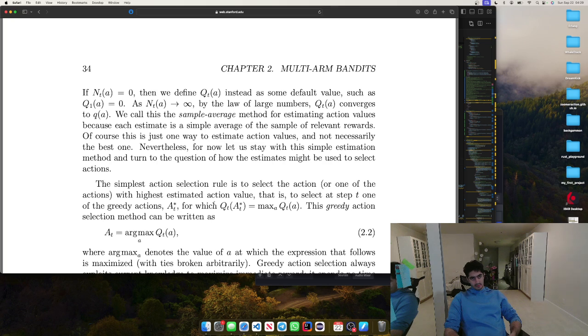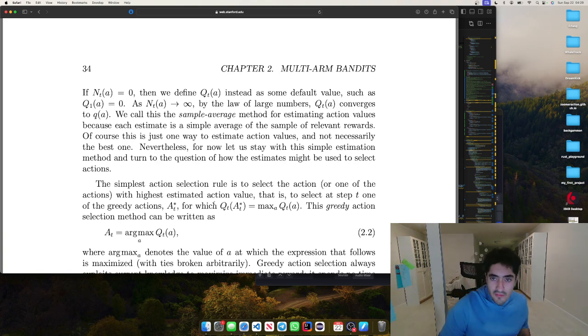And if N_t(a) equals 0, then we define Q_t(a) instead as some default value, such as Q_1(a) equal to 0. As N_t(a) goes to infinity, the estimate converges.